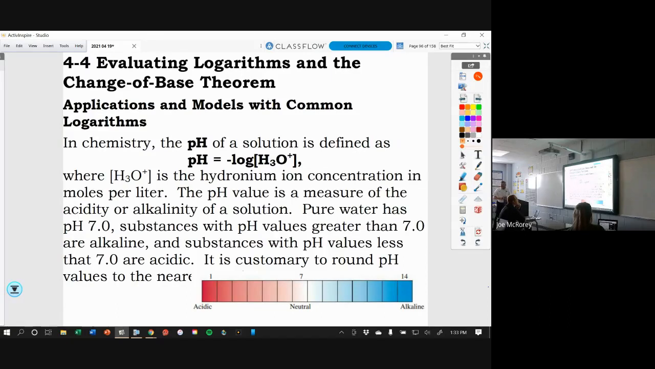This is literally chemistry. In chemistry, the pH is defined as the negative log of the hydronium ion concentration. So this is just the hydronium ion. This is a variable. It's going to be the measure of the acidity or alkalinity of a solution. Pure water has a pH of 7. If the pH is greater than 7, it's a base or an alkaline. If the pH is less than 7, it's an acid. Typically, pH is rounded to the nearest tenth.